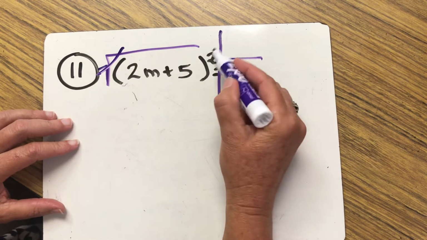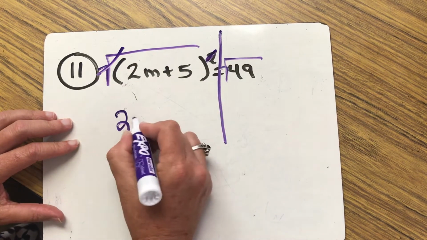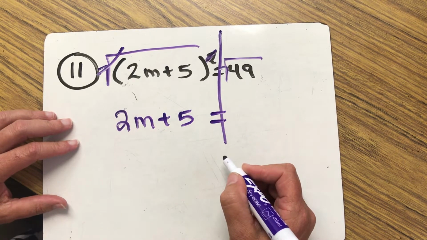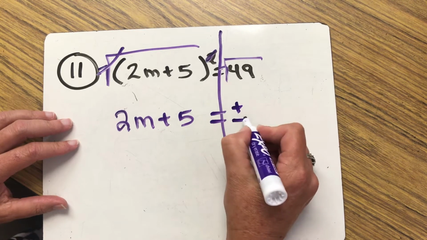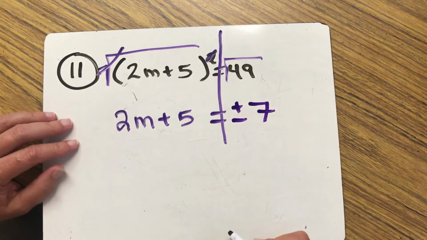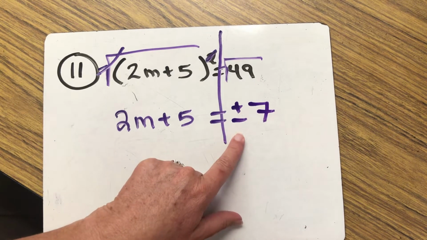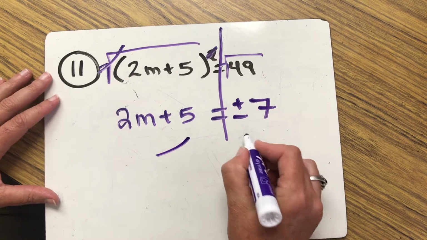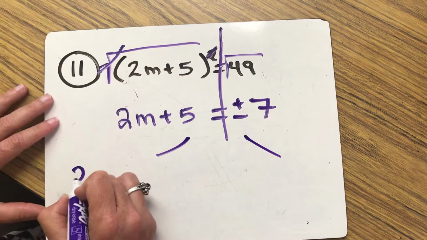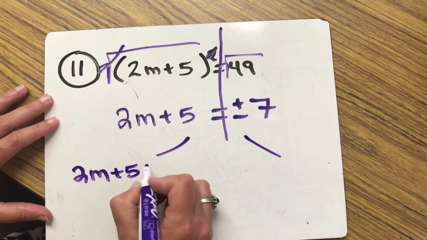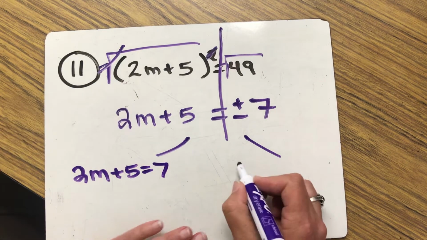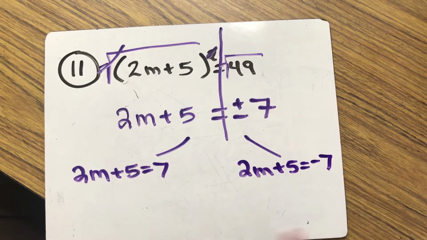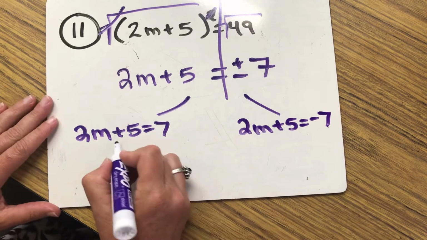So the square root and the square cancel. We have 2m plus 5 equals, this is where it's important, plus or minus 7. Remember, you have two roots, a plus 7 and a minus 7. And the square root of 49 is actually 7. So we're going to split it. 2m plus 5 can be positive 7, or 2m plus 5 could be equivalent to negative 7. And then we need to solve both of those.